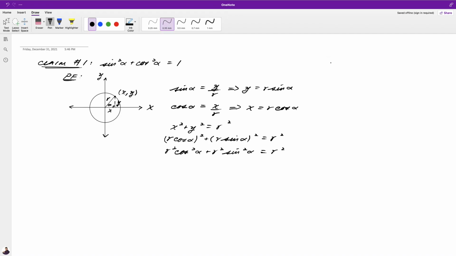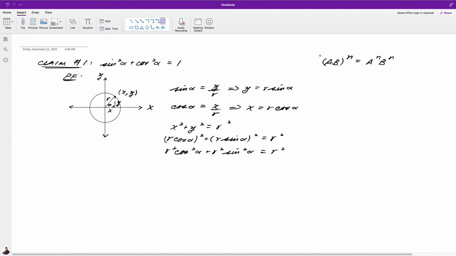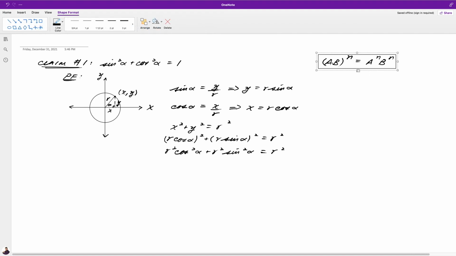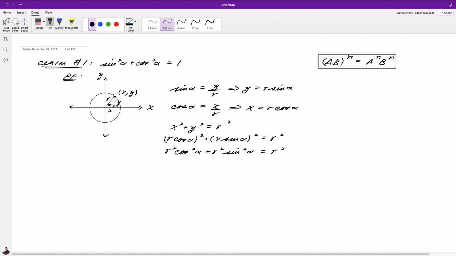Notice I am using a property here. If you have a product and you raise it to a power, both factors are raised to the power. This is based on a definition of exponentiation. Well, clearly r can't be equal to 0. If it were, we wouldn't even have a triangle here. We wouldn't even have a circle here. So I can safely divide both sides by r squared, and in so doing, we see that cosine squared alpha plus sine squared alpha is equal to 1. So there's our first statement proven.